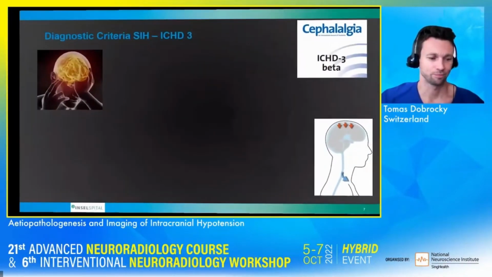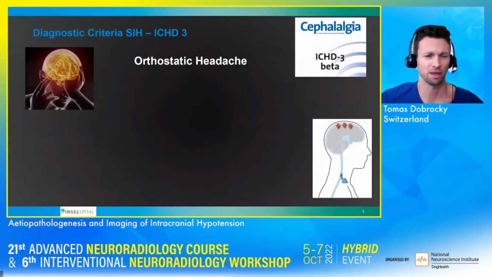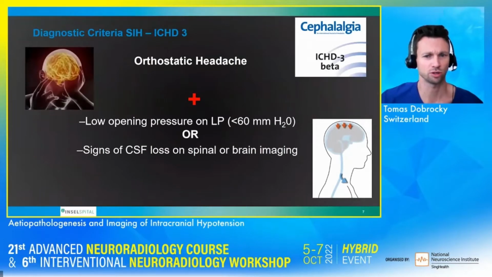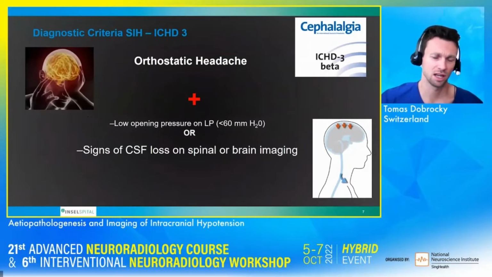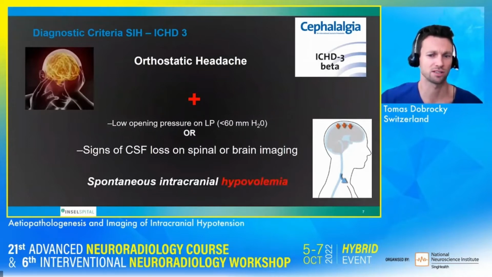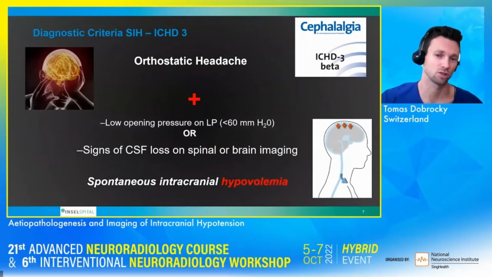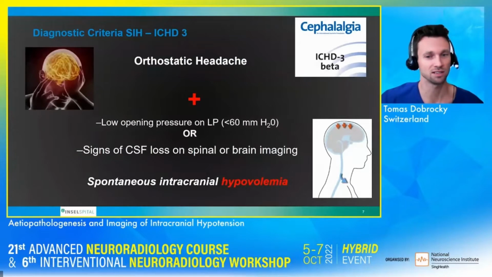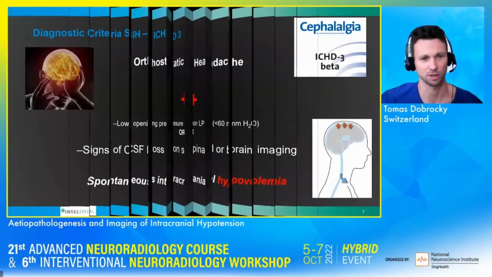What about the diagnostic criteria? Patients usually have an orthostatic headache, and according to the criteria, there's a low opening pressure on lumbar puncture, and there are signs of CSF loss on spine and brain imaging. However, there's a caveat to this, because the low opening pressure is actually only present in about 1/3 of the patients. So actually, this should not be termed SIH, hypotension, but it should be called spontaneous intracranial hypovolemia. Whatever, this is the way it is, but just to give you an idea, the low opening pressure is actually very rare in those patients.